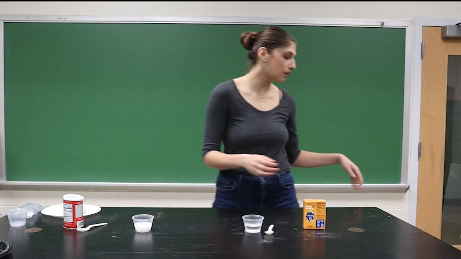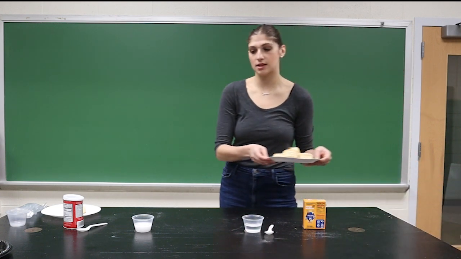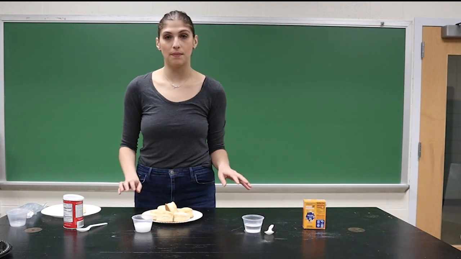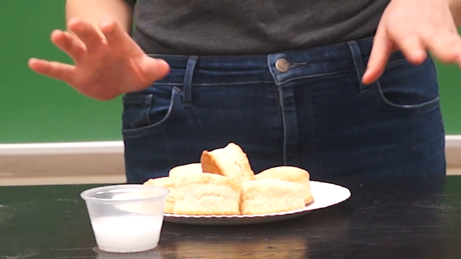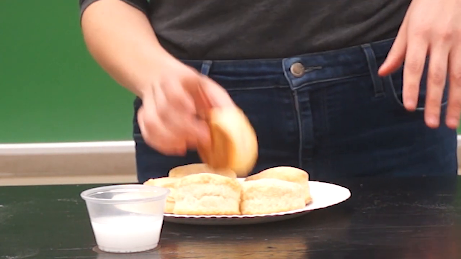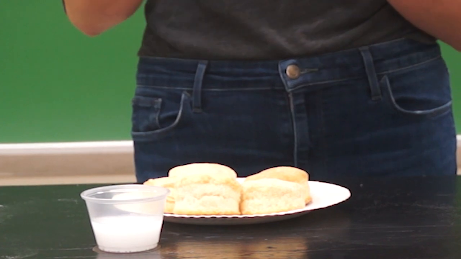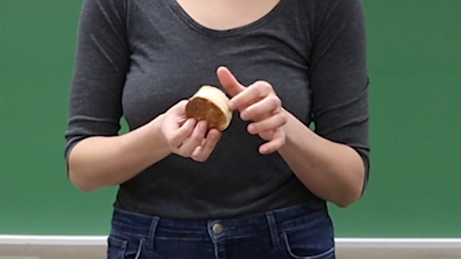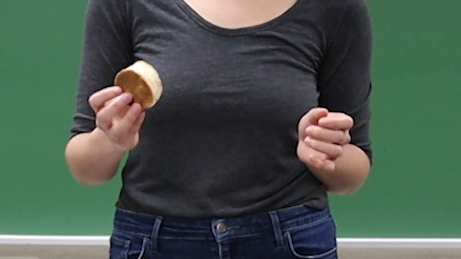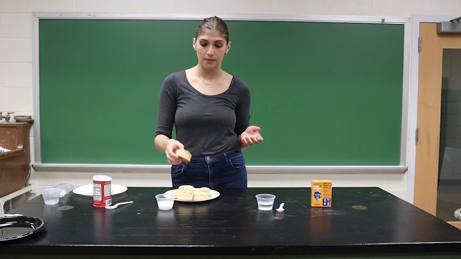I have right here some biscuits that I've made using baking powder and milk and flour and shortening and some other standard ingredients. You can see that they rose pretty well. They have a nice height to them. And there's some ripping on the side here, which shows that there was air trying to escape.